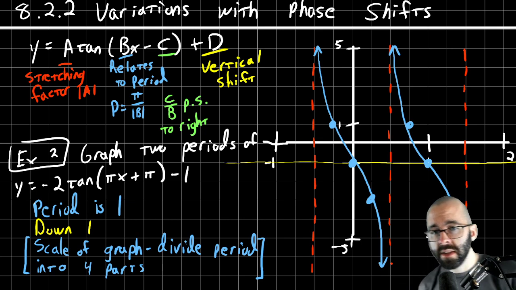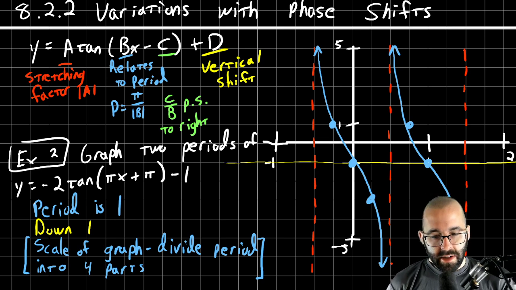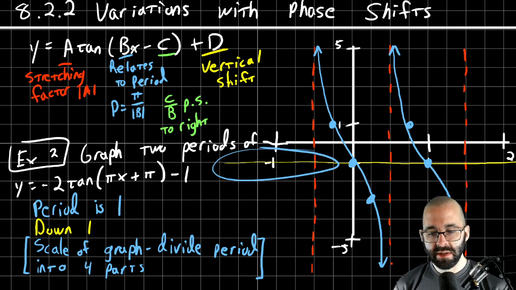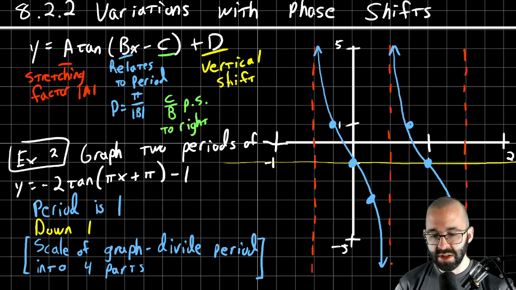We'll do more of these in the selected homework problems section of this section, so feel free to watch those and ask questions. This yellow line was just to help us graph it. It was just a tool. You don't have to include that yellow line, but I think it's helpful.